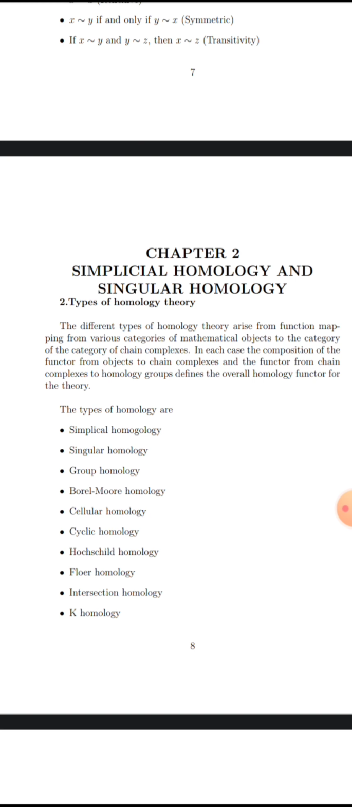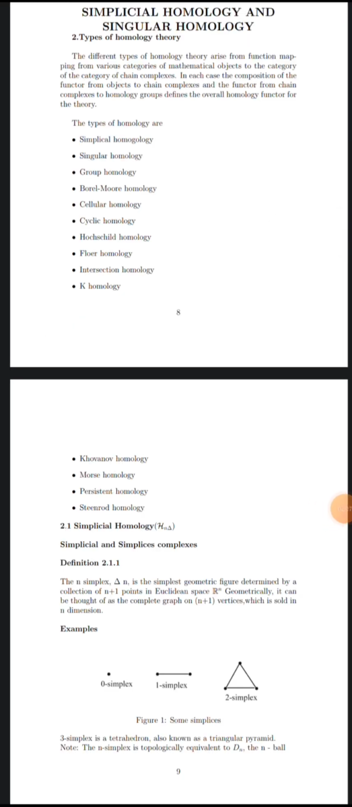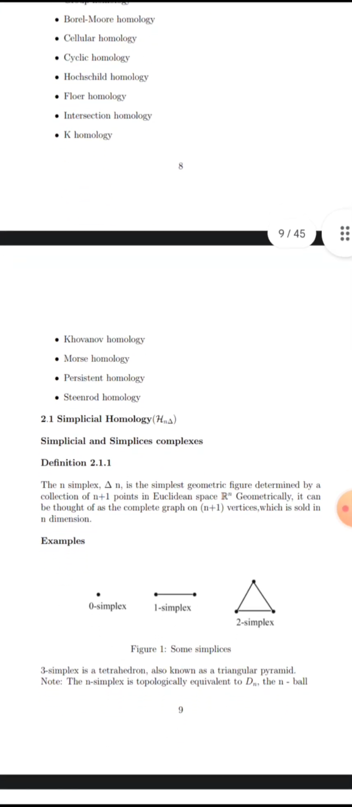In each case, the composition of the functor from the object to the chain complex and the functor from the chain complex to homological groups defines the overall homological functor for the theory. There are 14 different types of homologies. Now we are going to see about simplicial homologies.